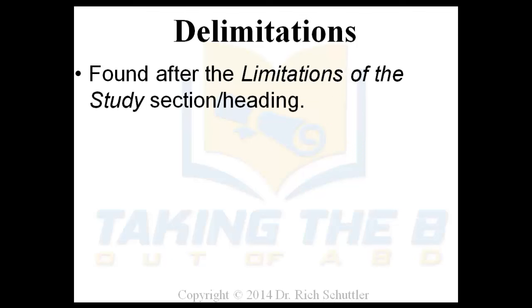The delimitations of the study are normally found in Chapter 1, following the limitations of the study section or heading that you have created for your chapter. This is usually found near the end of the chapter, and it provides information that's critical for the reviewer to know, in particular the audience who reads your work later once it's published, to have an understanding of the parameters that you put upon your own work.